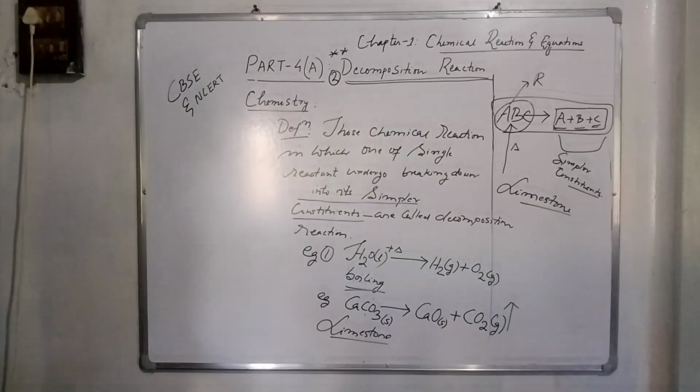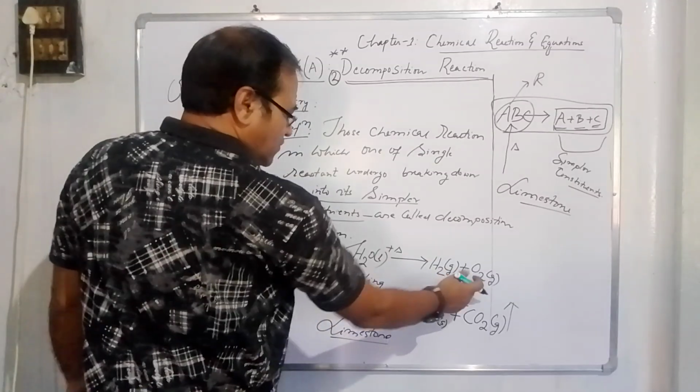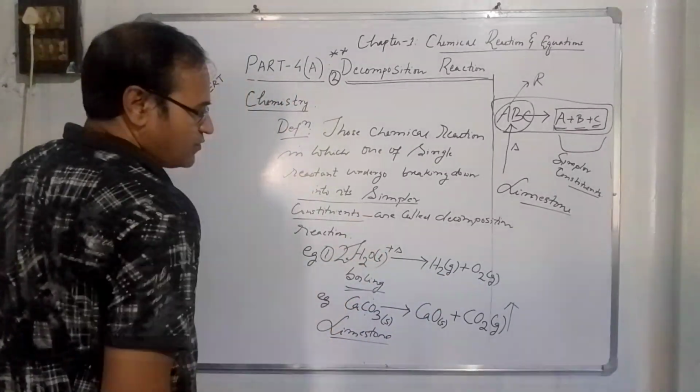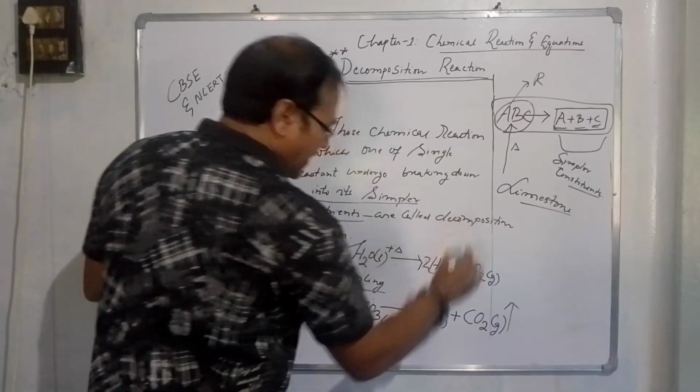As far as the balancing, we have studied about balancing. Oxygen was 2, here was 2. Now it becomes 4, so you simply multiply here by 2 and you'll get hydrogen.